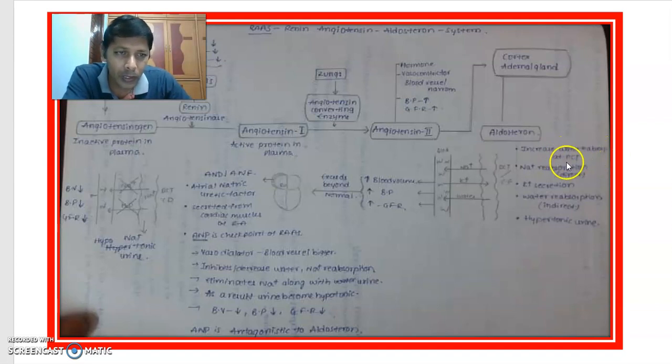It increases Na plus reabsorption directly and water reabsorption indirectly at the DCT. Observe this one. When NaCl is reabsorbed from the DCT into the blood, indirectly water is also reabsorbed. The water follows. Now look at the opposite side: at the same time, K plus secretion also takes place into the filtrate.